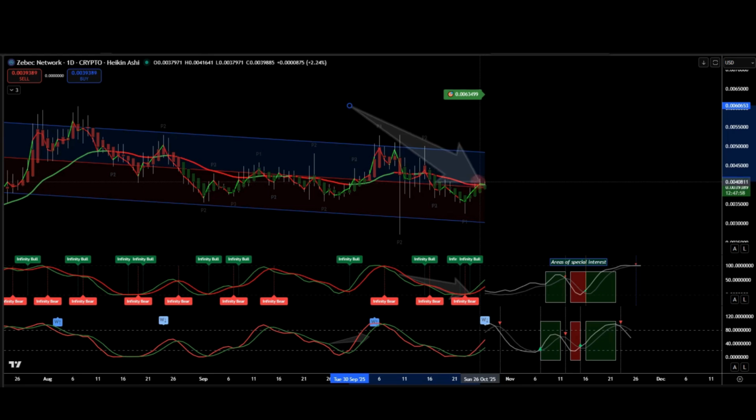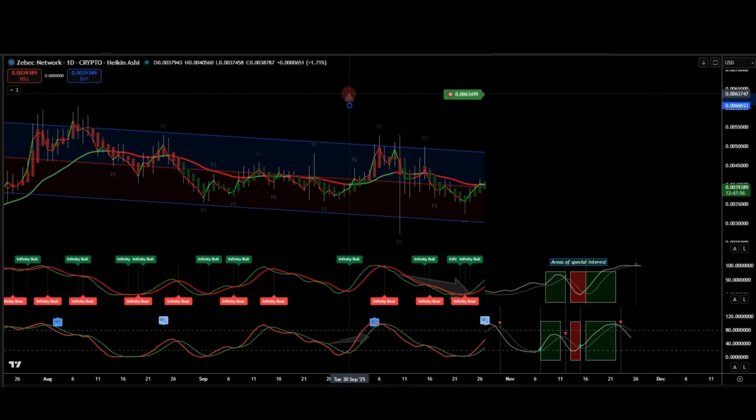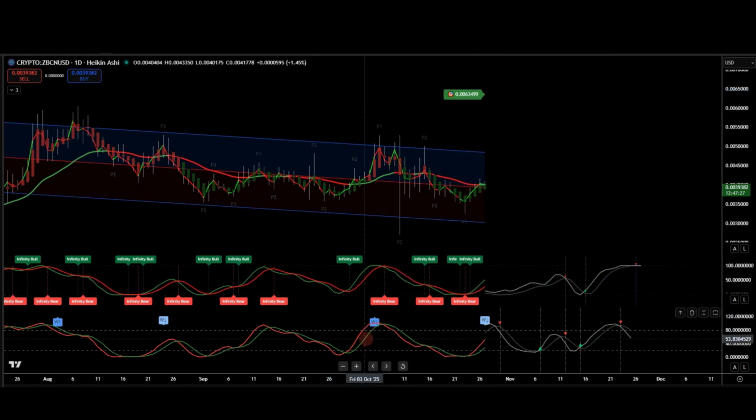Now let's bring it all together, the traditional chart structure and the infinity signal's predictive logic. First, we have the descending channel, where price has been compressing near the lower support boundary. That compression often marks the final stage of an accumulation phase, the point where selling pressure begins to exhaust. Next, the daily infinity signal has triggered a fresh bullish crossover, showing that short-term energy is starting to rebuild.